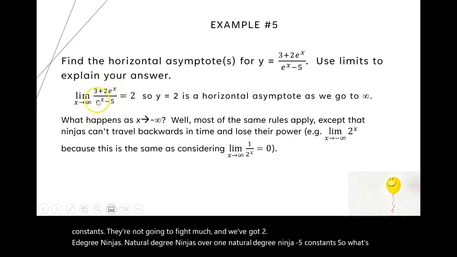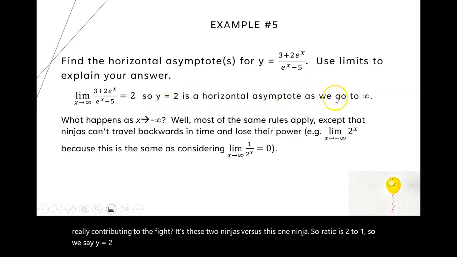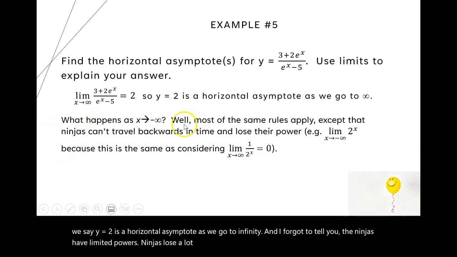So what's really contributing to the fight? It's these 2 ninjas versus this 1 ninja. So the ratio is 2 to 1. So we say y equals 2 is a horizontal asymptote as we go to infinity. Now I forgot to tell you, the ninjas have limited powers. Ninjas lose a lot of their power and they can't travel backwards in time. Well, what do I mean?